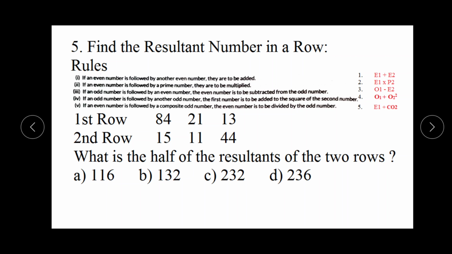Find the resultant number in a row. In this type, rules will be given to us in the question, and these are the rules. If an even number is followed by another even number, they are to be added. This is the second rule, this is the third rule, this is the fourth, and this is the fifth rule. It means in this question there are 5 rules, and this is the question in the first row and the second row: what is the half of the resultant of the 2 rows? From these options we have to choose.